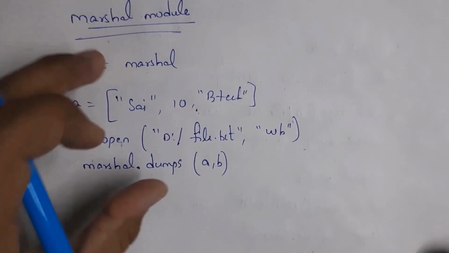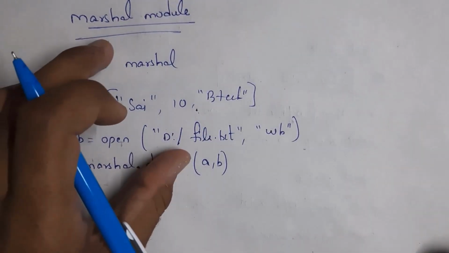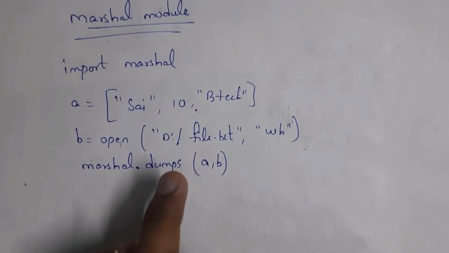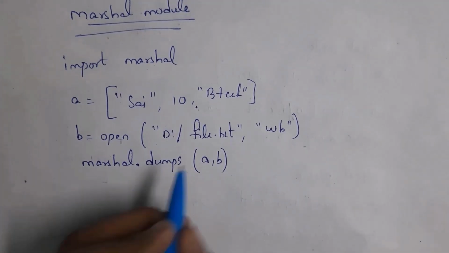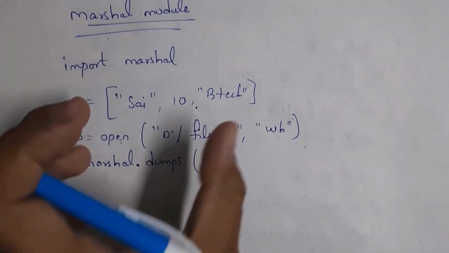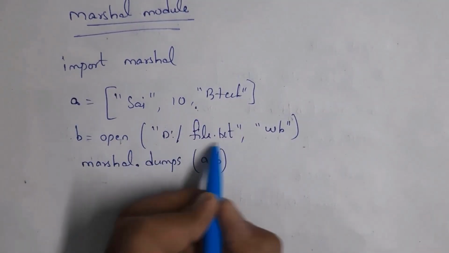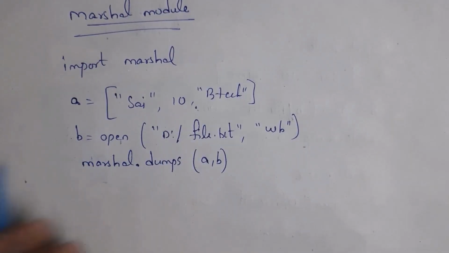Guys, this module is the same as the pickle module. The only difference is that in place of writing pickle.dump, write marshal.dumps. You need to add s here. Whenever you run this line of code, whatever list is present in object A is copied to file.txt, which is present in object B.